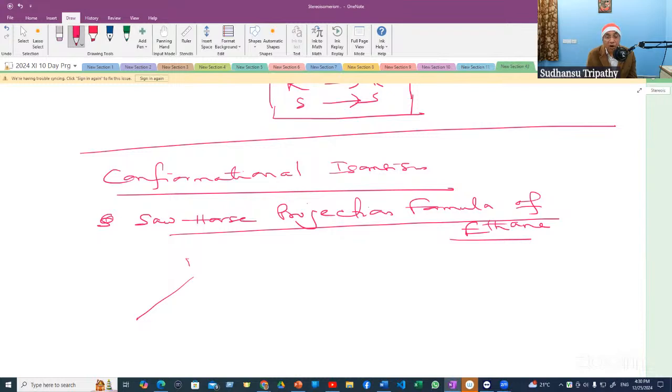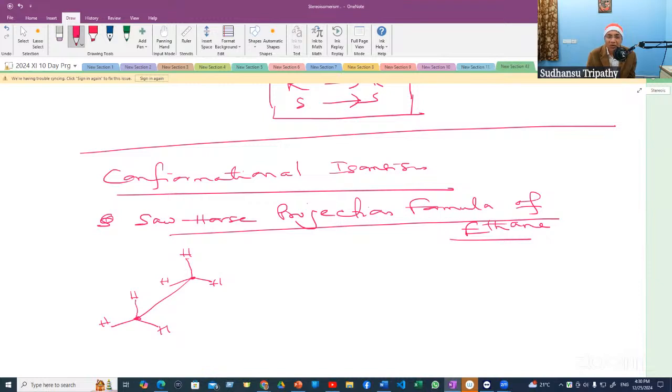Supposing this is the Sawhorse projection formula: hydrogen, hydrogen, hydrogen, and this is hydrogen, hydrogen, hydrogen. This is a carbon-carbon bond. This is a carbon, this is a carbon. And all angles are 109 degrees 28 minutes. It looks as if it is 120 degrees because it is a projection. It's not 3D. It's a projection, so it will look as if it's 120 degrees, but actually it is 109 degrees 28 minutes.